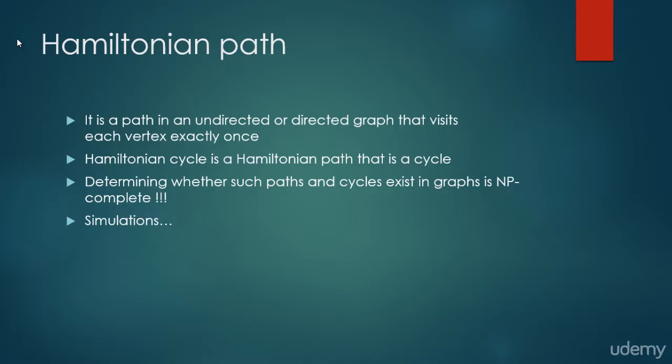And I would like to talk a bit about Hamiltonian path and Hamiltonian cycles and Eulerian path and Eulerian cycles. It's going to be very, very important, and we are going to be a bit more specific when we talk about the traveling salesman problem. A Hamiltonian path is a path in an undirected or directed graph that visits each vertex exactly once. It's very important that we visit it exactly once. So a Hamiltonian cycle is a Hamiltonian path that forms a cycle. And determining whether such paths and cycles exist in graphs is very, very hard. It's a typical NP-complete problem.